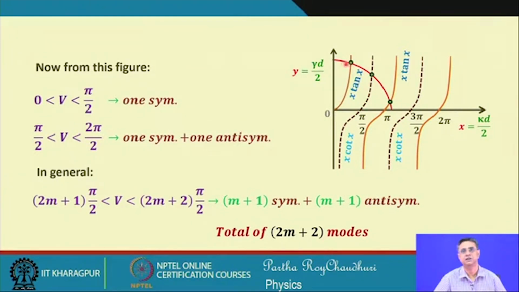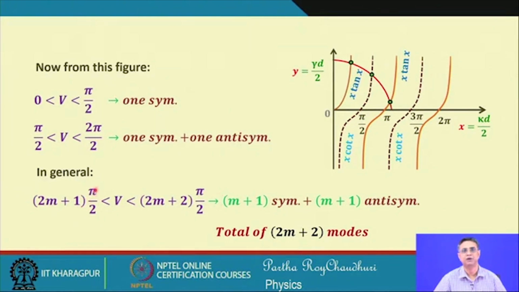Of course, this encloses this point. So, you have one symmetric mode, the value of which lies between pi by 2 and pi somewhere here, then you can have one symmetric mode and one antisymmetric mode. So, there will be two modes.